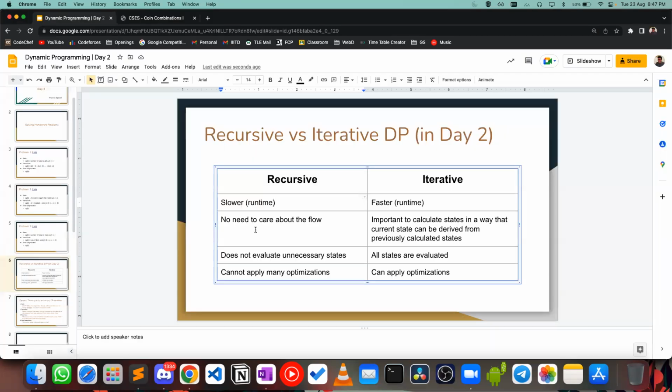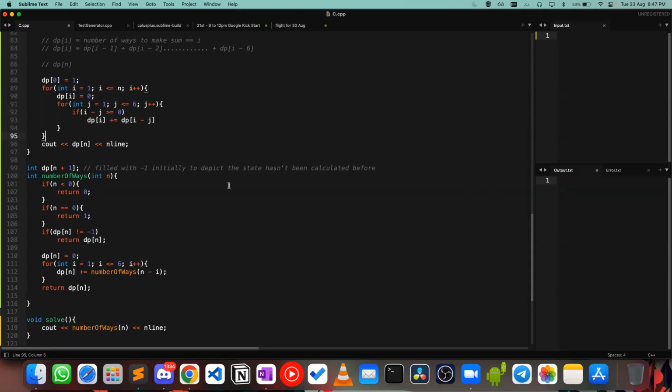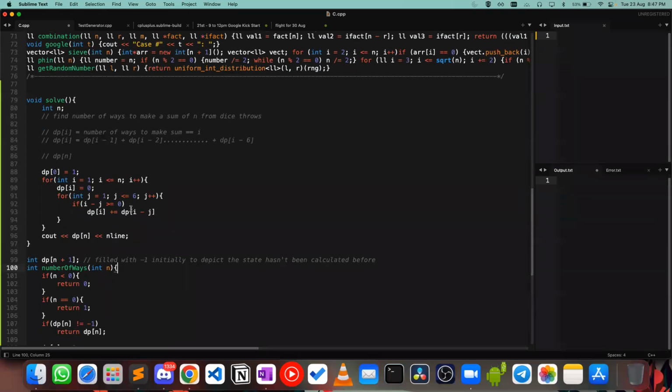Right. Apart from this, tell me one thing here in the iterative code. Can you see that I specifically wrote this for loop starting from 1 to n? Will the solution work if I reverse this thing? If I write the first for loop from n to 1, will this work? Why will it not work?